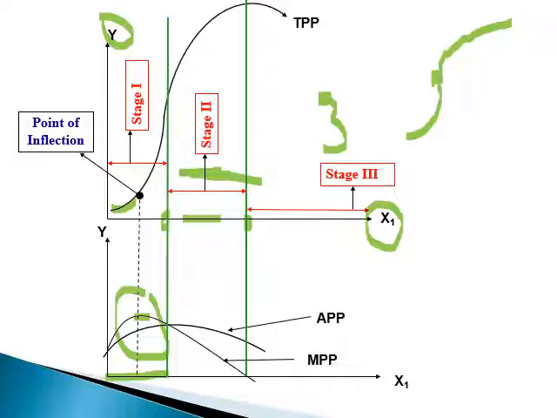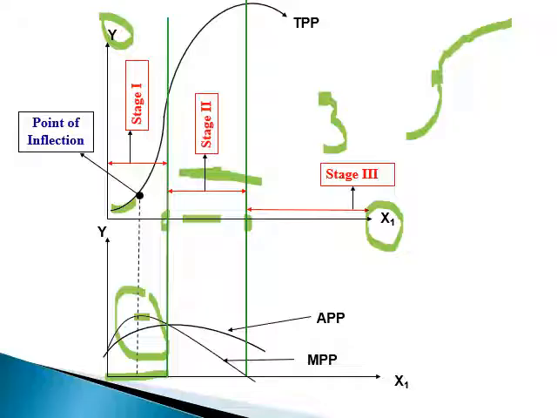And as you will see later, inshallah, the optimality condition will tell you to use the level of the variable input at which the value of marginal product of the variable input is equal to the unit price of the variable input. This is the optimality rule that we will see later on. The value of marginal product of the variable input is the outcome of multiplying the marginal physical product of the variable input by the unit price of output.